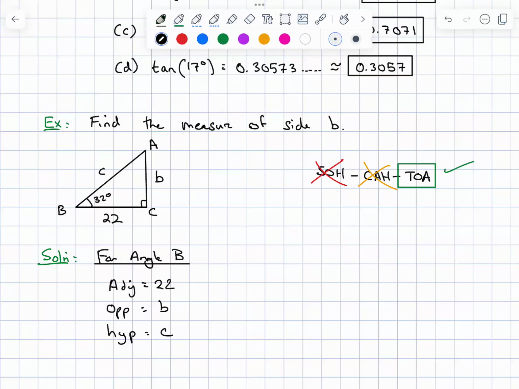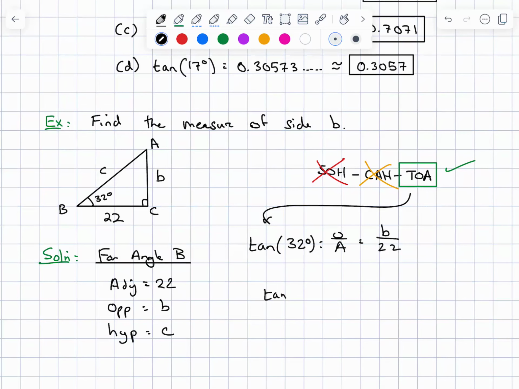So tangent of 32 degrees is equal to opposite over adjacent, which in this case would be b over 22. Any questions so far? So to make it look less muddy, I'm going to get rid of the O over A. I'm just going to write tangent of 32 degrees.